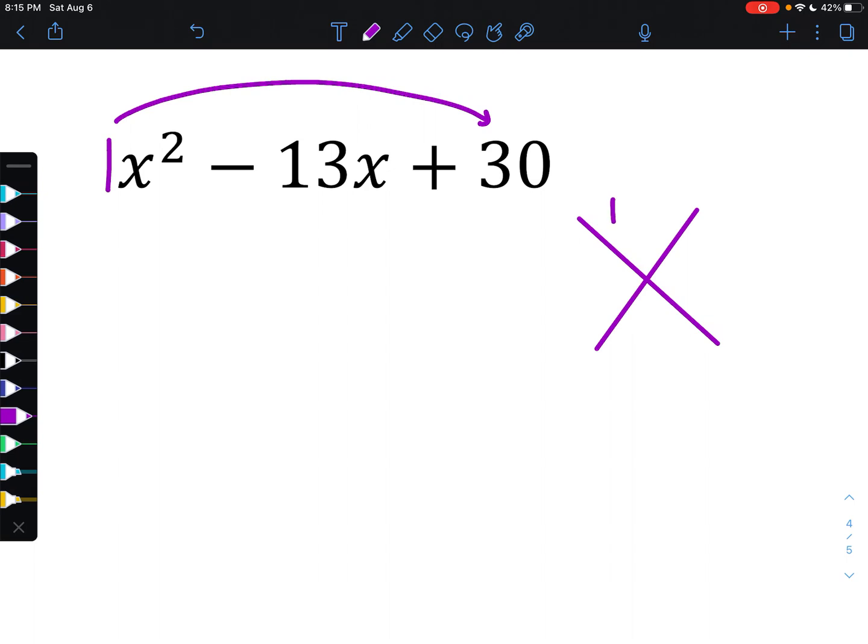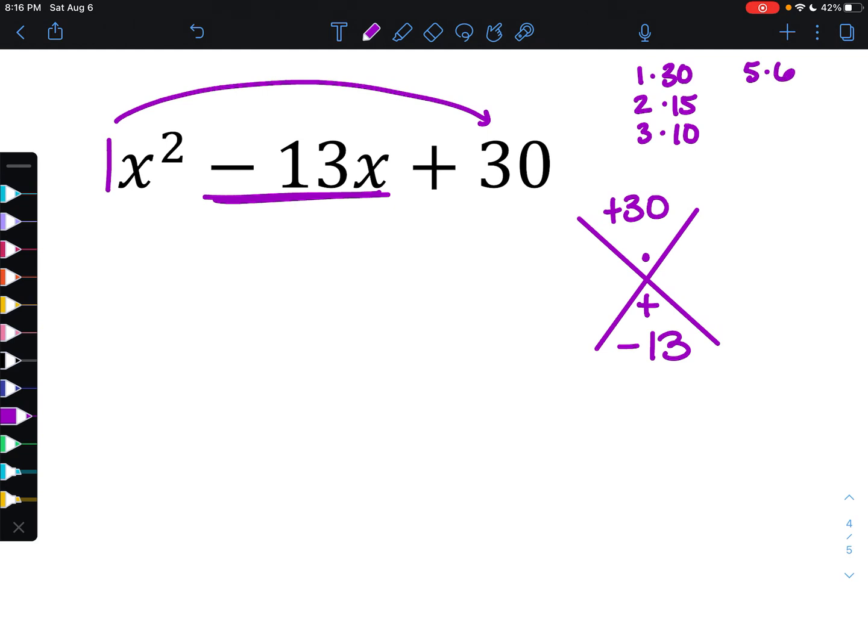1 times a positive 30 leaves me with a positive 30. And remember, we're multiplying to find that. And then I need my 2 numbers to add together to get me a negative 13. So when you think about all the things that multiply together to give you 30, you have 1 and 30, which is not helpful. You have 2 and 15, which might be helpful. But you also have 3 and 10. You also have 5 and 6.